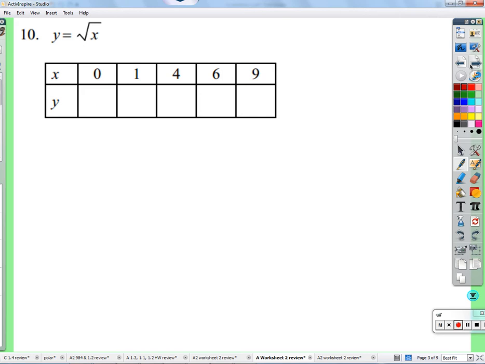Dealing with a function, a pretty simple function. We plug something in for x, we take the square root of x, and whatever that winds up being, we call that y. So we keep track of the input and the output. So we put 0 into this function. What's the square root of 0? 0. Why? How can we be so sure? How do we know something's the square root of something?